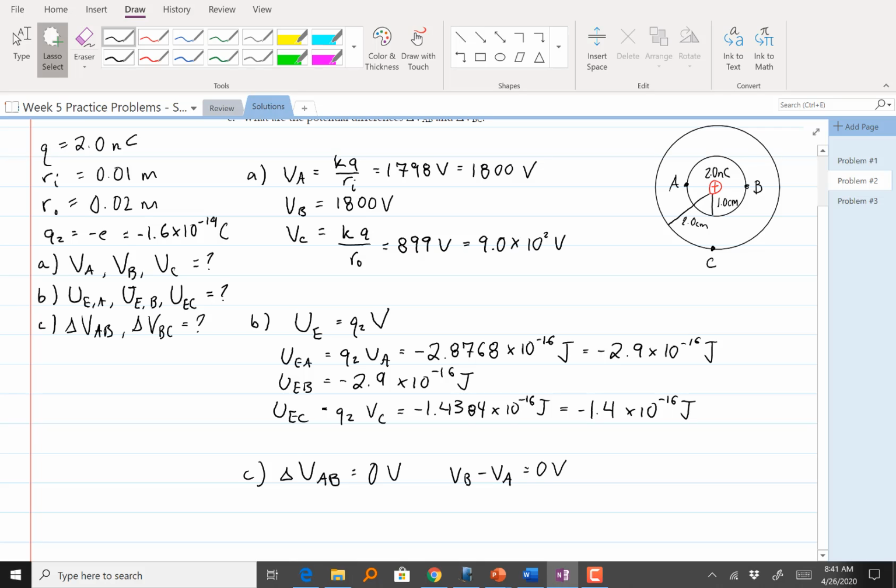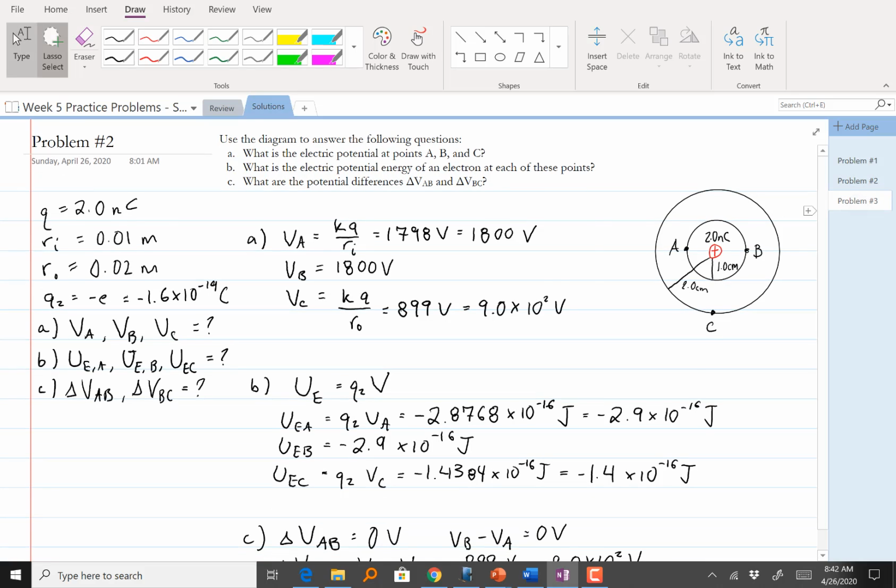All right, for the change in voltage at point B to point C, I'm going to take the voltage at C minus the voltage at B, final minus initial, and I should get an answer of negative 899 volts, or again in 2 sig figs, a negative 9.0 times 10 to the 2 volts for that difference.